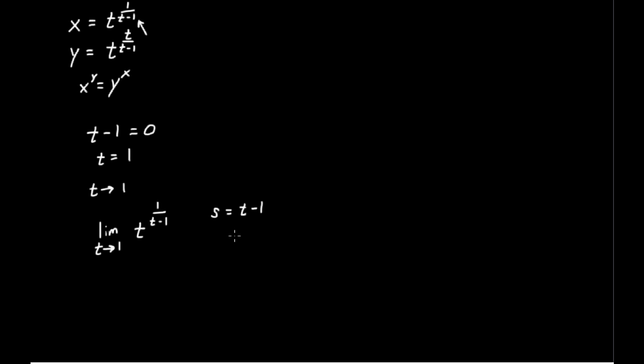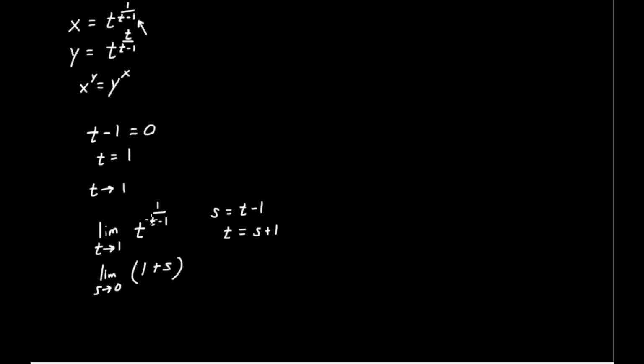So if s is going to be equal to t minus 1, that means t is going to be equal to s plus 1. And now let me make that substitution into the limit here. If t is going to go to 1, that means that s, if I plug in t equals 1 there, is going to be going toward 0. So I change that to limit as s goes towards 0. For t, I make that substitution, 1 plus s.